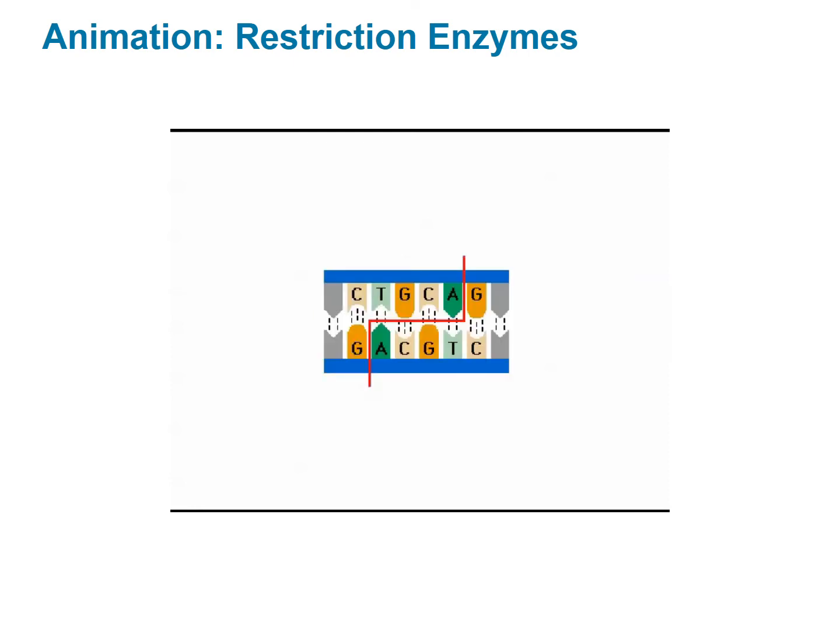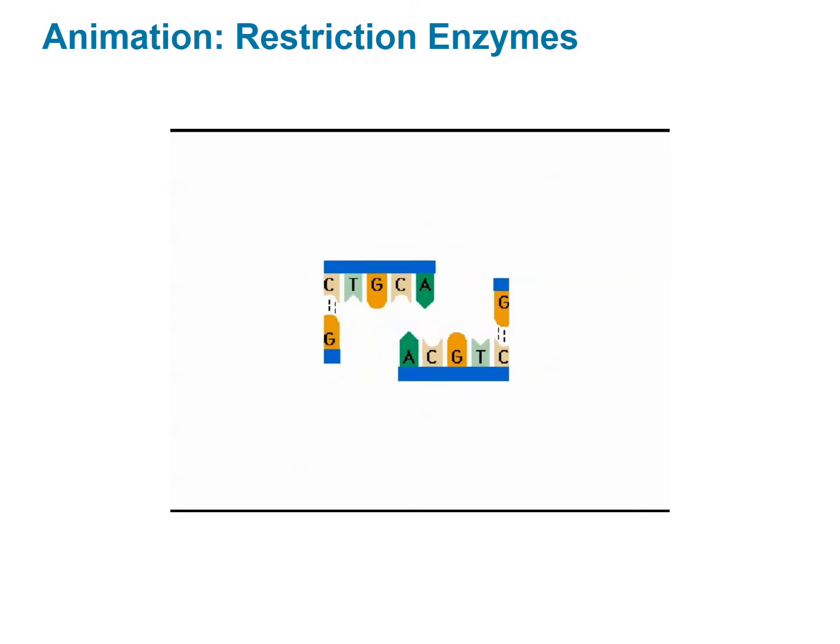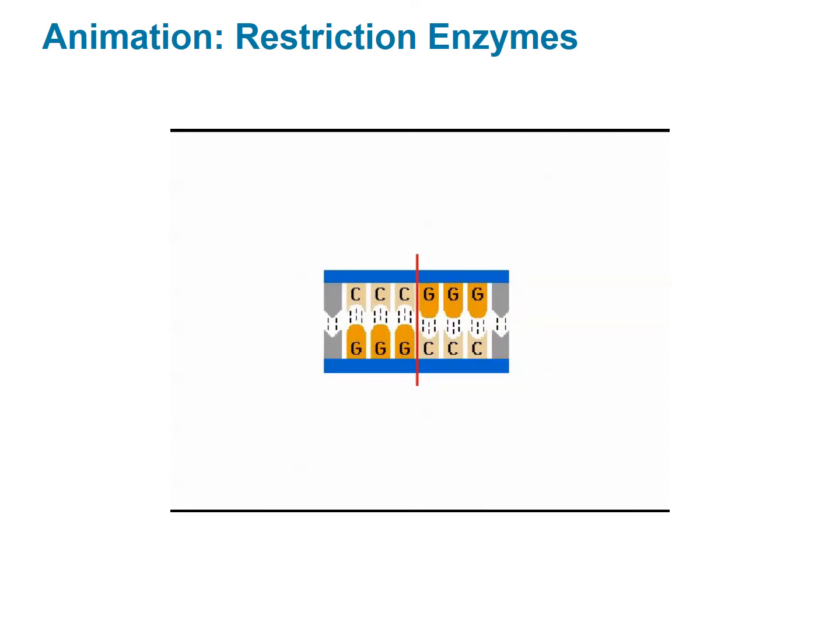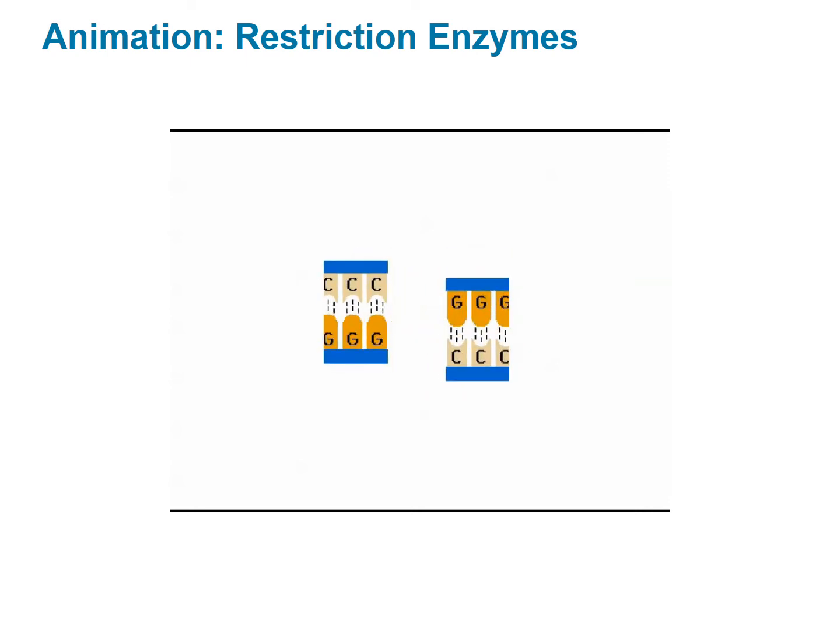This restriction enzyme recognizes the DNA sequence CTGCAG. It cuts the DNA strands between the bases A and G. The resulting single-stranded sticky ends have the base sequence ACGT. This restriction enzyme recognizes the DNA sequence CCCGGG. It cuts the DNA strands between the bases C and G. The resulting DNA fragments have no single-stranded sticky ends.